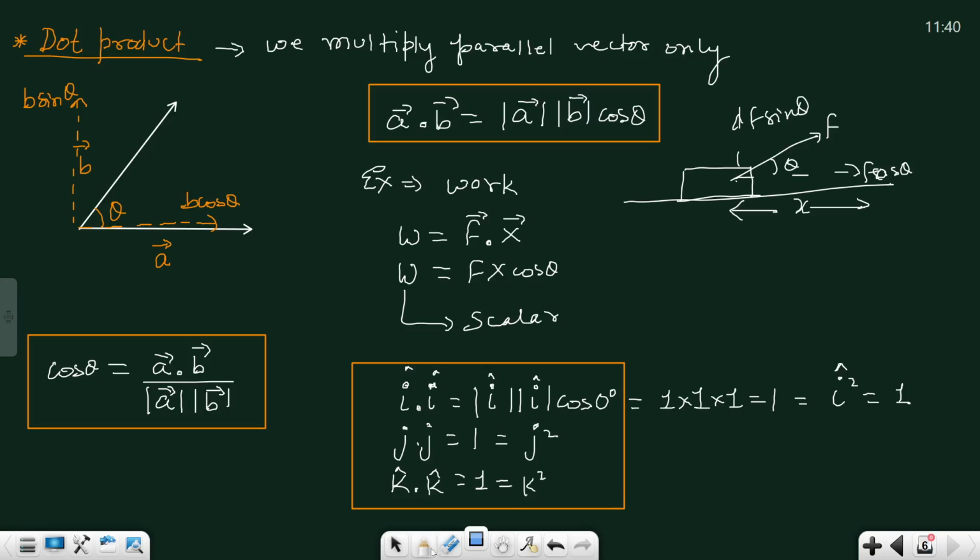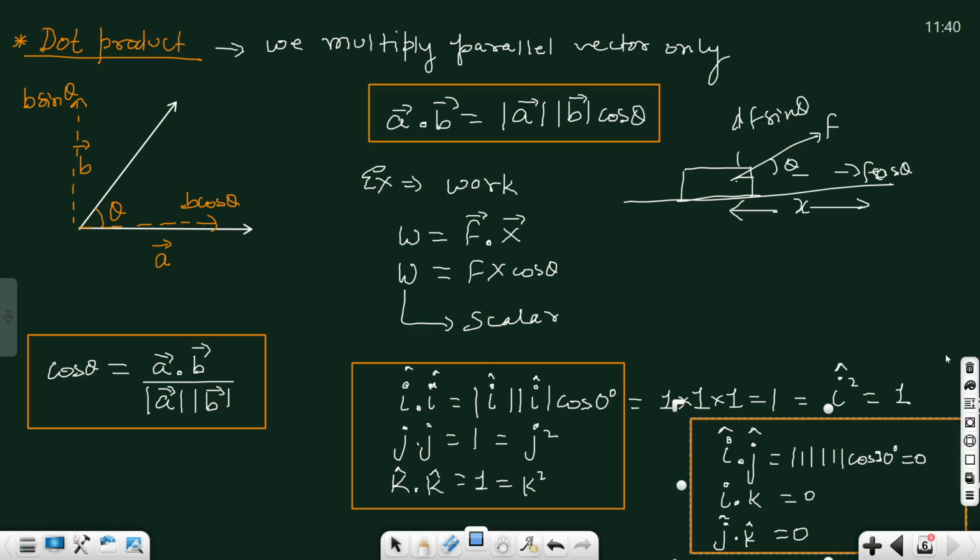Now when you multiply the perpendicular ones, I dot J, what will you get? It will be magnitude 1, magnitude 1, and cos 90, so that is equal to 0. Whenever you multiply perpendicular vectors, you will get 0. Clear?